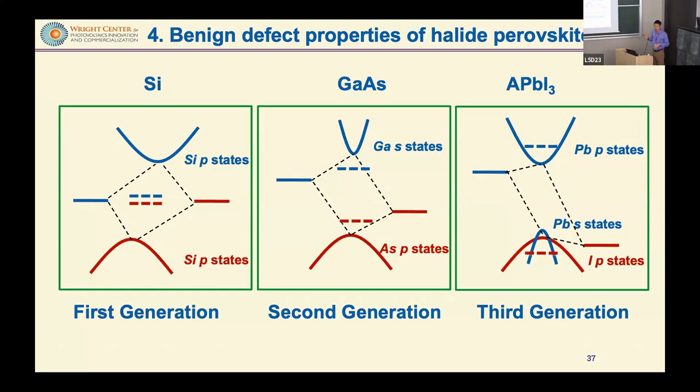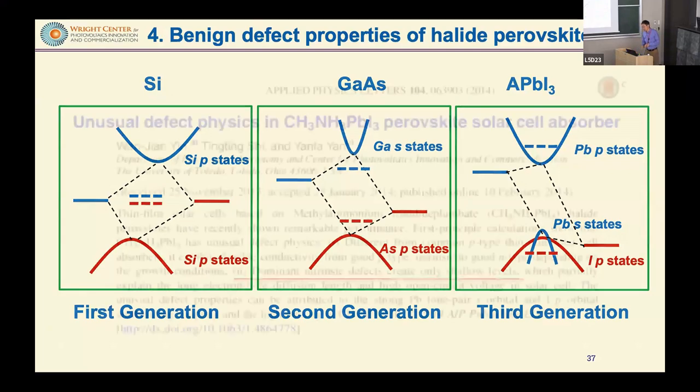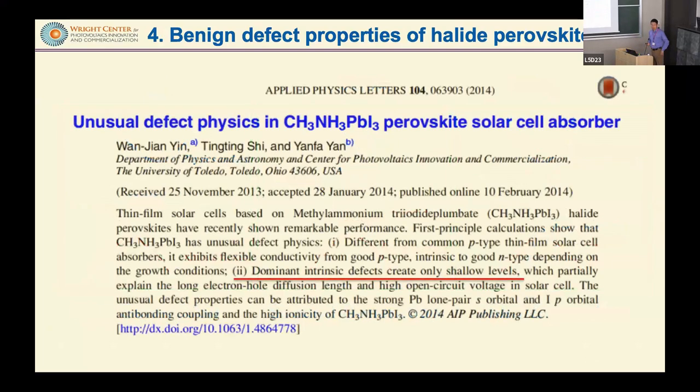So even though you have some defects, they are not going to cause lots of issues, particularly for the defects that are easy to form. And of course, there will be some anti-bonding defects, and the anti-bonding will always give you deeper levels, but usually they are not many. So it's these very unusual defect properties that make perovskite outstanding.